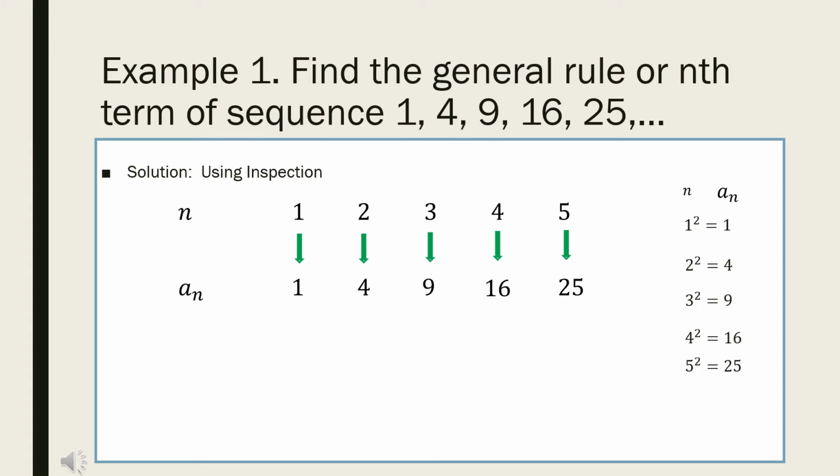So from it, we can deduce that the a sub n, or the general rule here, is that for whatever number n it is, all you have to do is to square that number. So for our general rule, we have a sub n is equal to n squared. That's it.